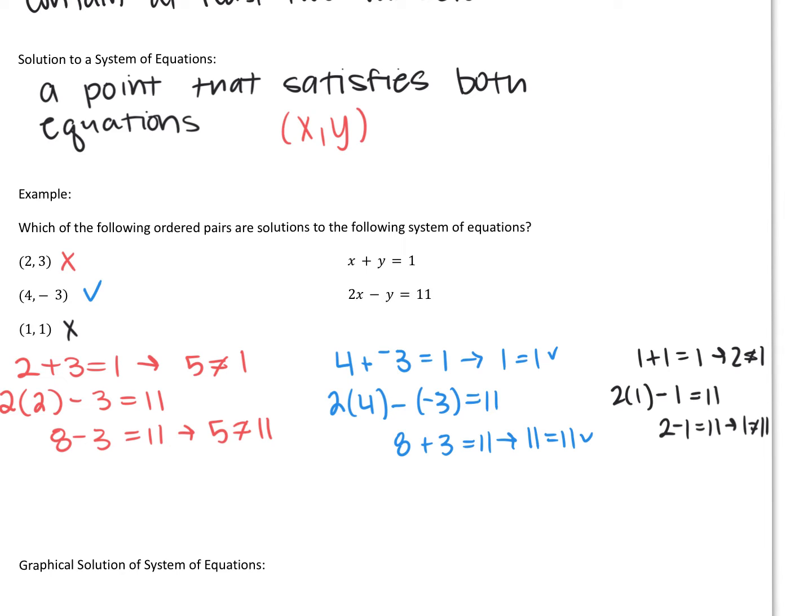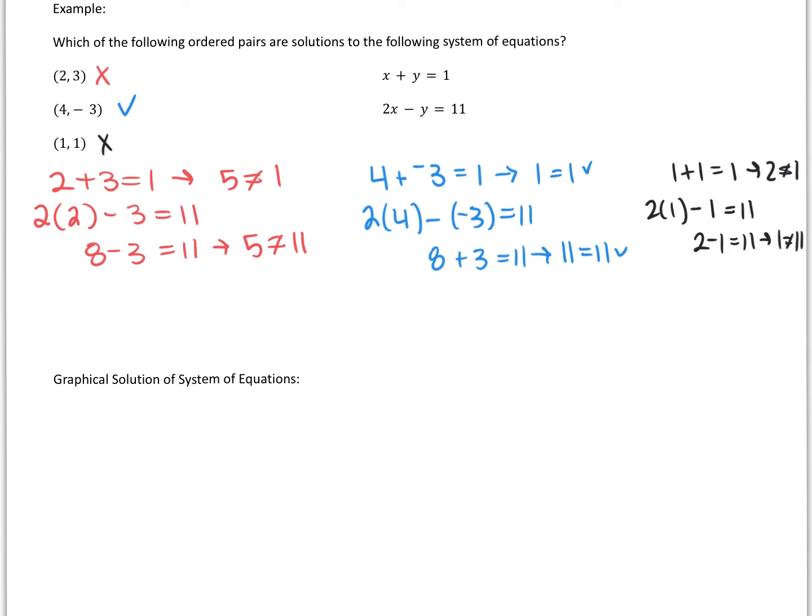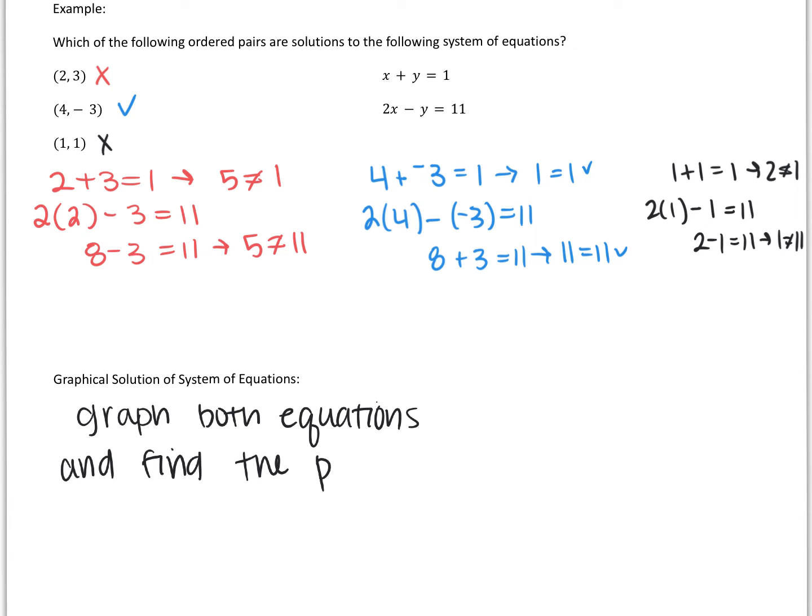Now, it's very difficult to just check points until they both work, which is why we have a graphical solution. So the way that works is you graph both equations and find the point where they intersect. So if you're looking at a graph of two equations, the solution is the point where they intersect, because if they intersect at that point, that's when they're both the same.